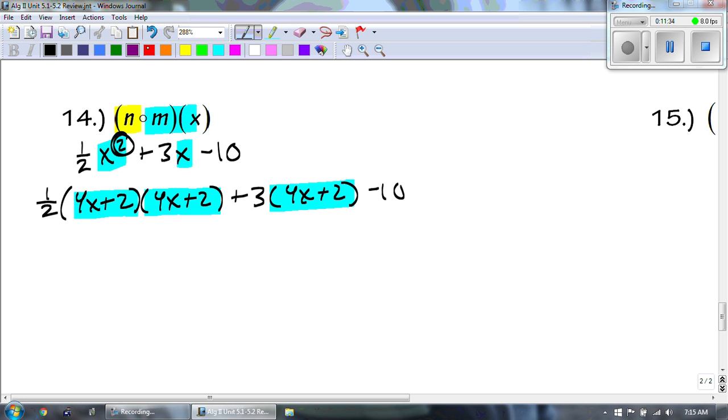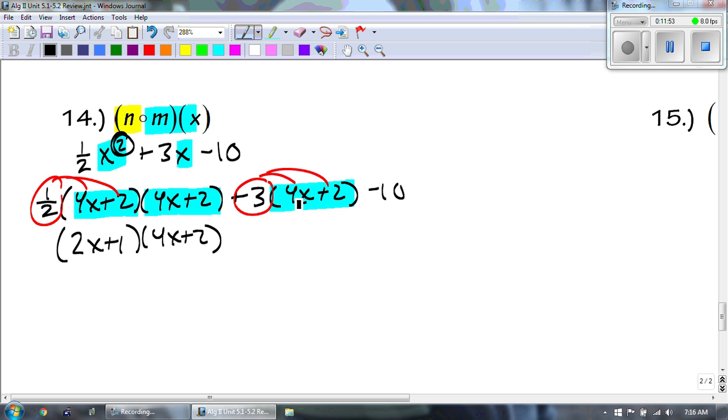Okay? Now, what I'm going to do is take this 1/2 and distribute it to the first set of parentheses. Half of 4, we get 2x. Half of 2 is 1. I'm going to go ahead and distribute this 3 back here as well. 3 times 4 is 12x. 3 times 2 is 6 minus 10.